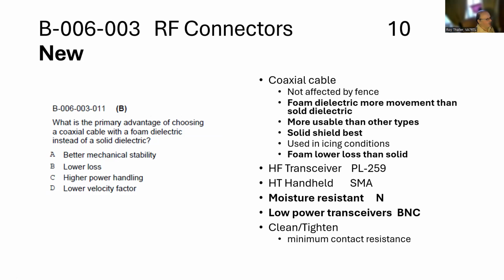A new question. What is the primary advantage of using a coaxial cable with a foam dielectric instead of a solid dielectric? So, a foam dielectric has lower loss than a solid dielectric, so B is the correct answer.